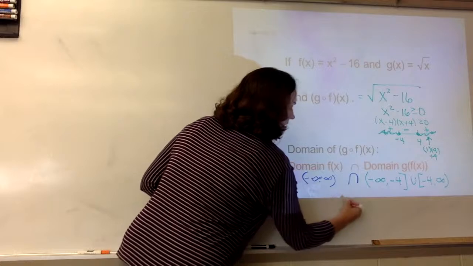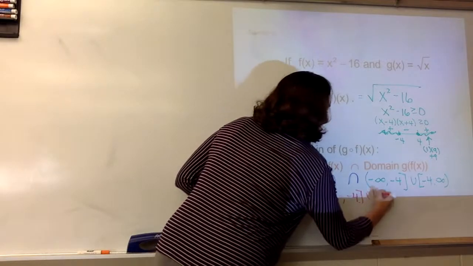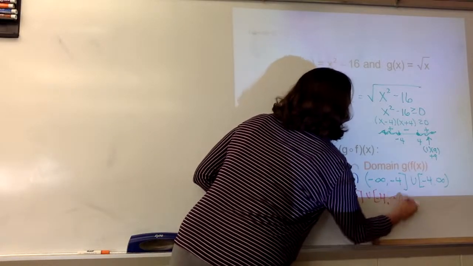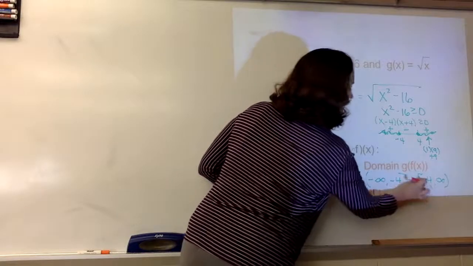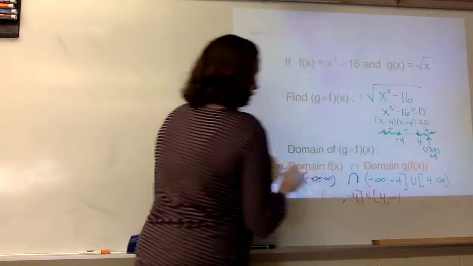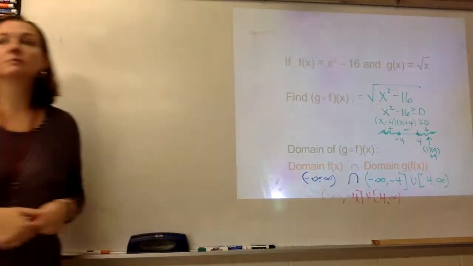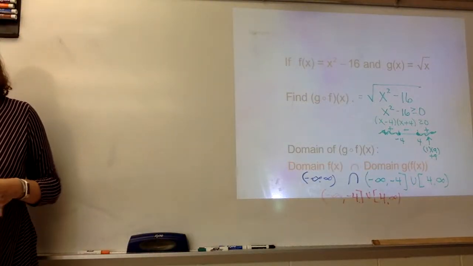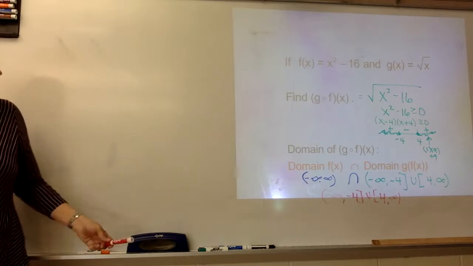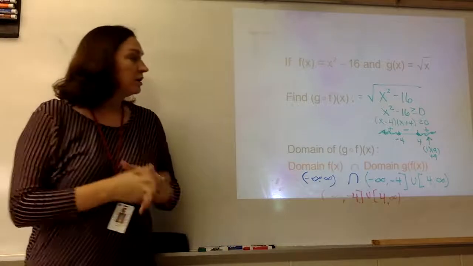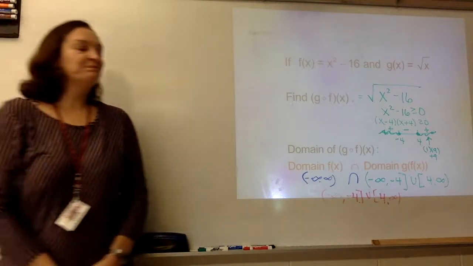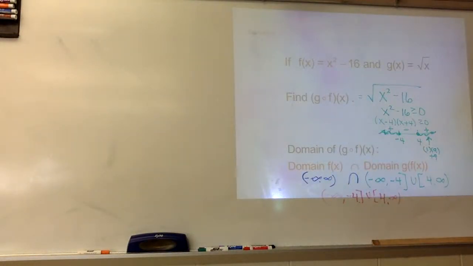Negative infinity to negative 4, union with negative 4, not negative 4, this should be a positive 4, to infinity. This is a negative 4, this is a positive 4. Typo. Yes. So the sides will always alternate? Good question. Will they always alternate? The answer is actually no, but I'm not going to give you one that tricky.